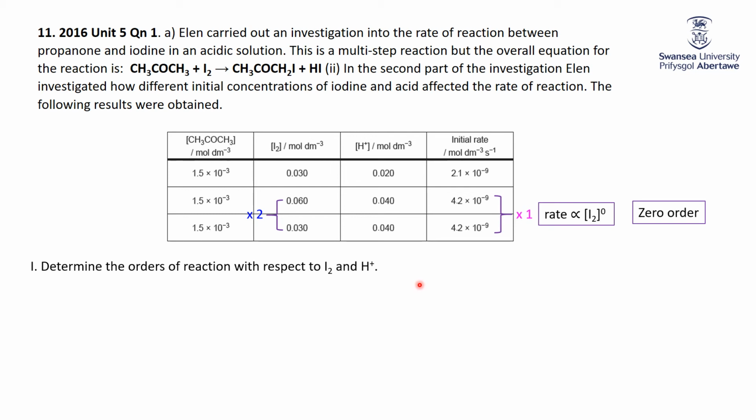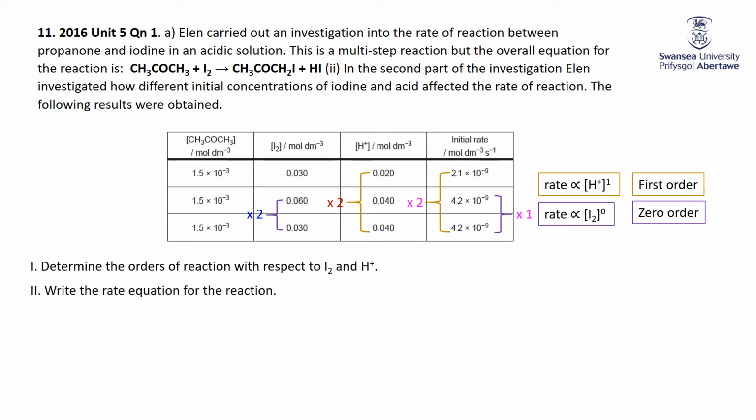Now let's do the same thing for the H plus. Let's find two experiments where the H plus changes, but the iodine doesn't, even though we don't care about the iodine anymore, as it's zero order. But anyway, if we take 1 and 2, or even 1 and 3, the H plus doubles. As the H plus doubles, so does the rate. So whatever the H plus does, the rate does too. The rate is proportional to the H plus, thus it is first order. Right, the rate equation, well, we just stick all that together. Rate is K times the H plus that we found out here, ignoring the I2, and we already knew it was first order in propanone from the previous experiment.